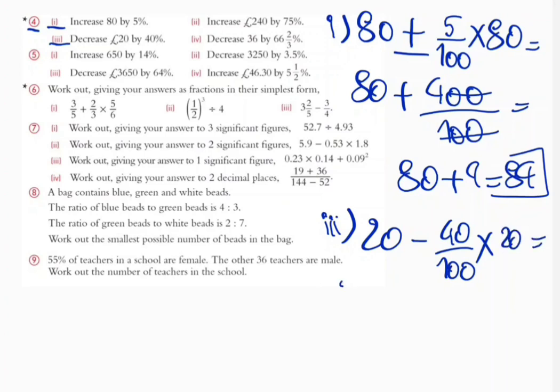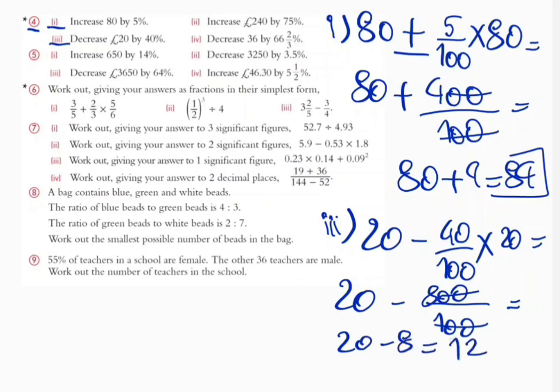Now we just need to work this out. So this is going to be 20 minus 800 over 100. Again, the zeros cancel out, which is going to be 20 minus 8, which is 12 pounds. And that's it for part B.